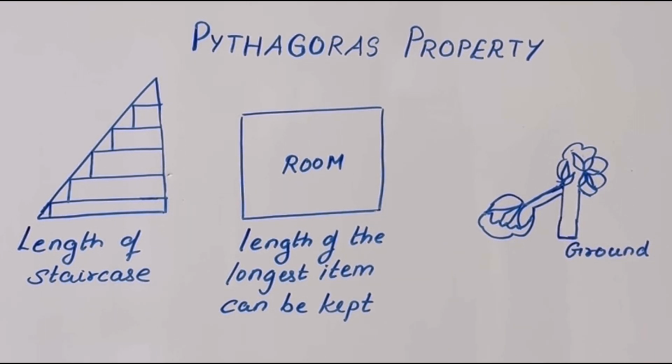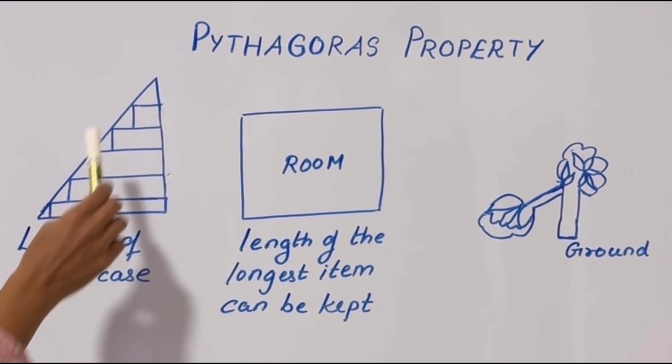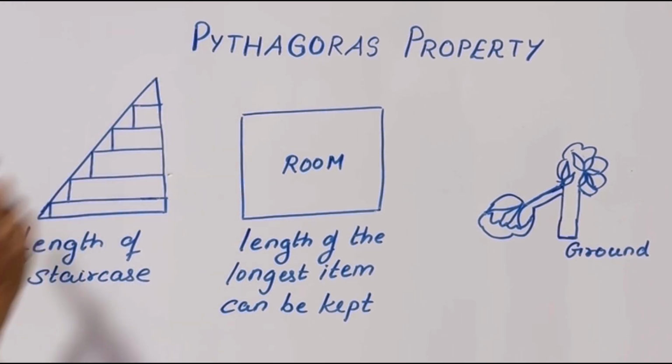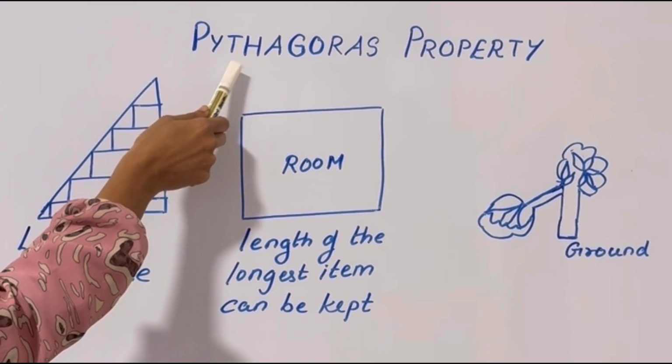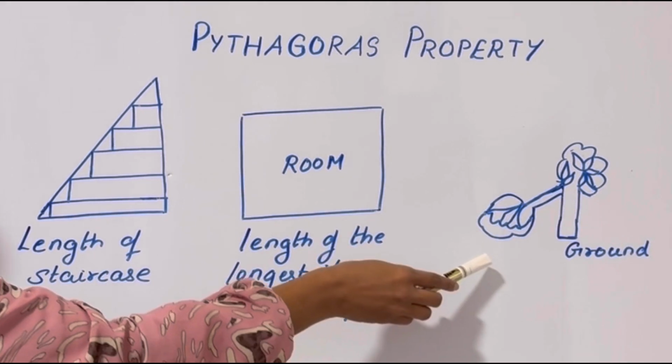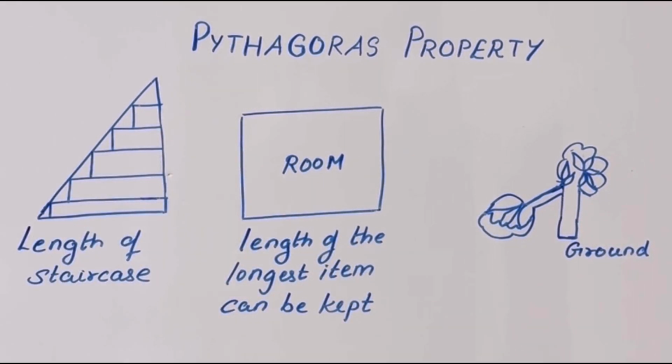What are the applications of Pythagoras property? Where is it used? Suppose you want to find the length of the staircase that is required to reach a window, then you can find the length of this staircase by Pythagoras property. Or if you want to find the length of the longest item that can be kept in the room, you can find it out by Pythagoras property. Or if a tree is broken due to heavy wind or rain, then to find the length of the broken tree, you can use Pythagoras property.